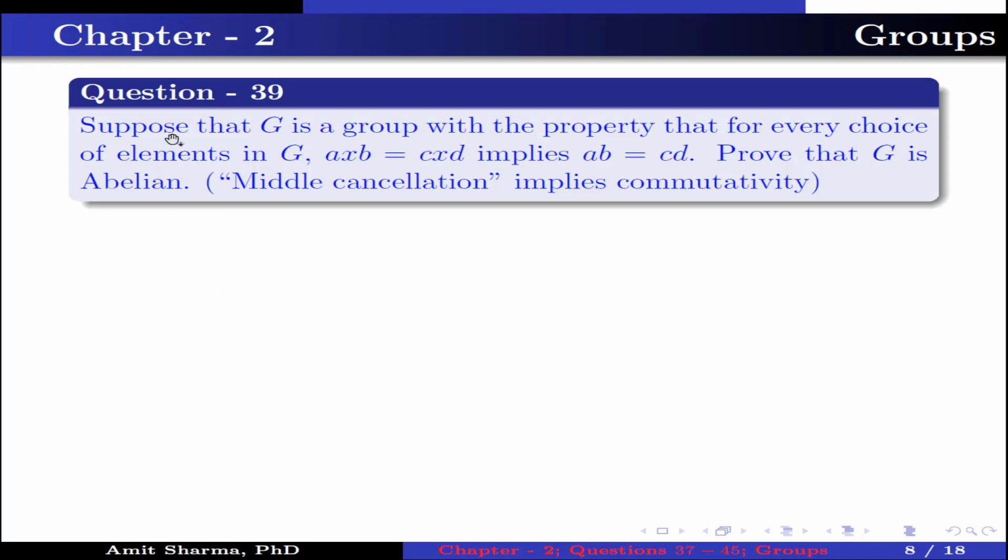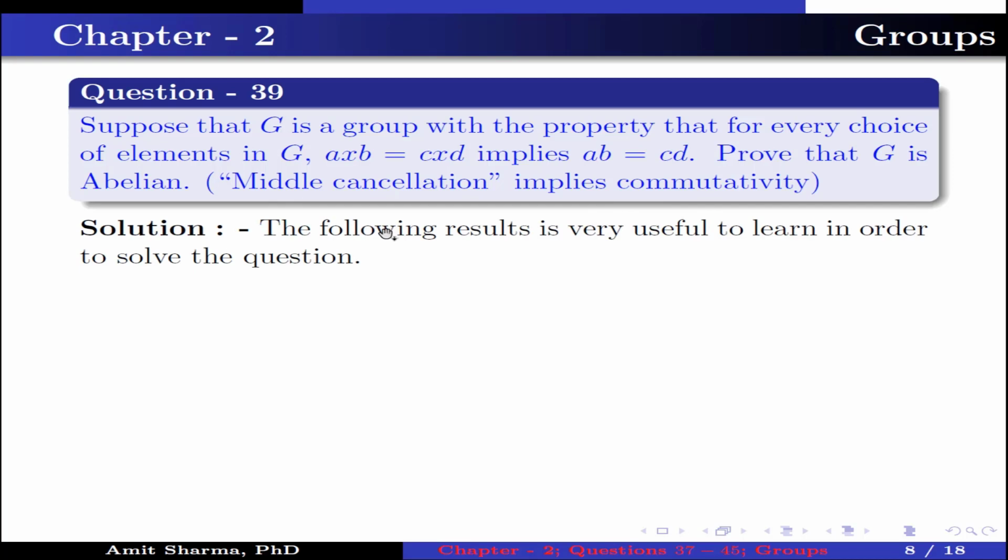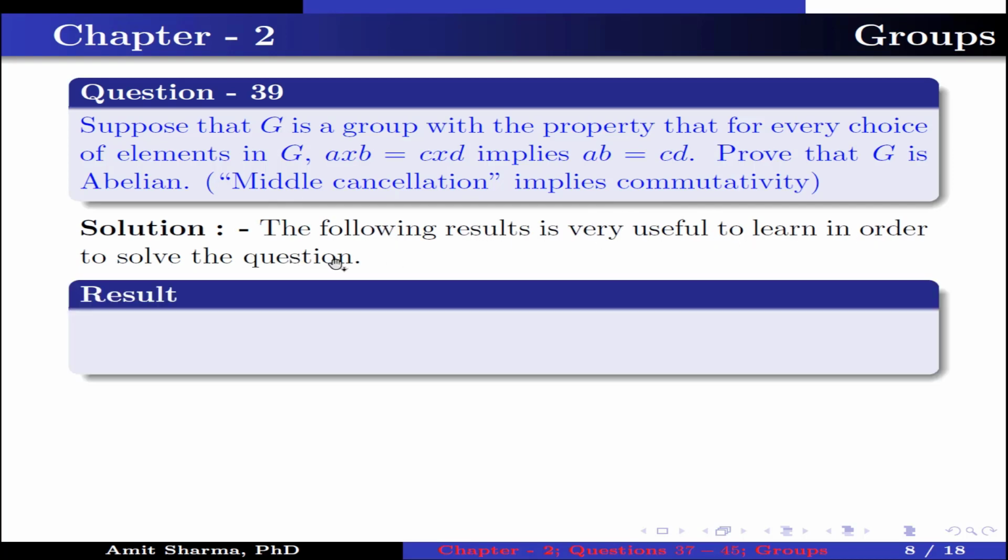Question number 39. Suppose that G is a group with the property that for every choice of elements in G, AXB equal to CXD implies AB equal to CD. Prove that G is abelian, that is, middle cancellation implies commutativity. The following result is very useful to learn in order to solve the question.